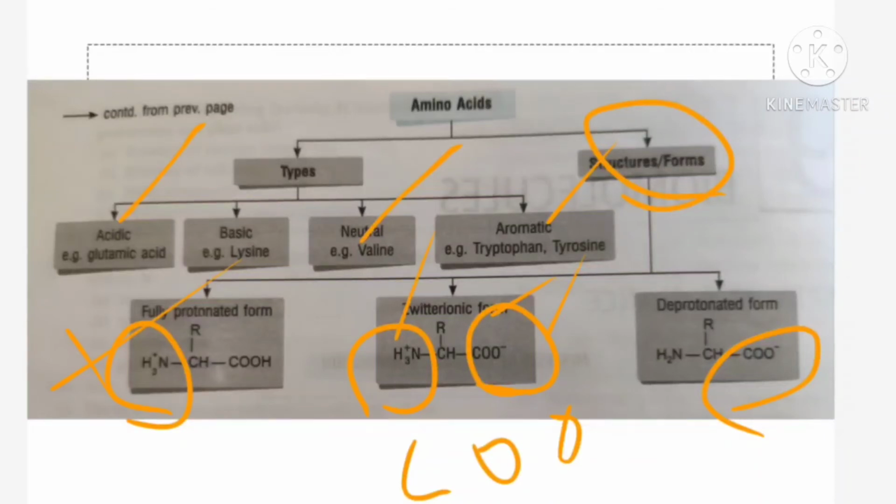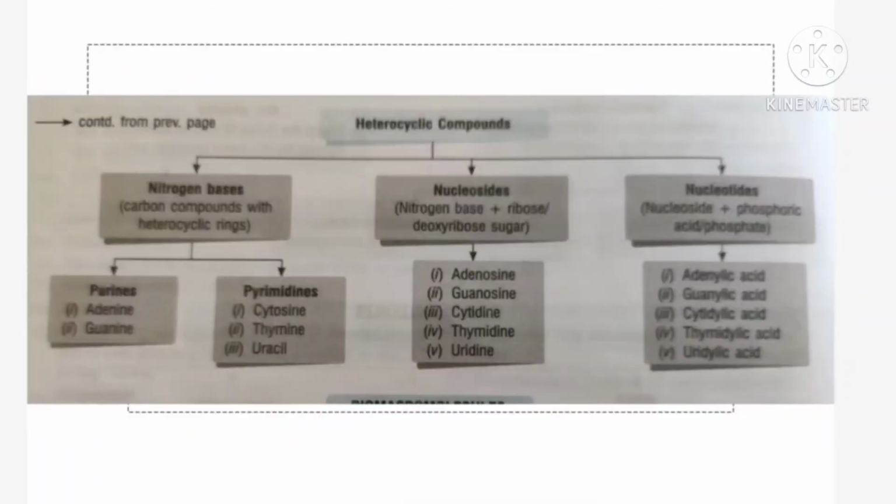The 4 types we discussed: acidic, basic, neutral and aromatic. And based on the functional forms, they are of 3 types. One is protonated, which has a proton, that is hydrogen ion plus. Zwitterionic, where both plus as well as minus are equally exhibited, and deprotonated, where hydrogen has been removed, that's why they are minus in charge. So this is regarding your amino acids.